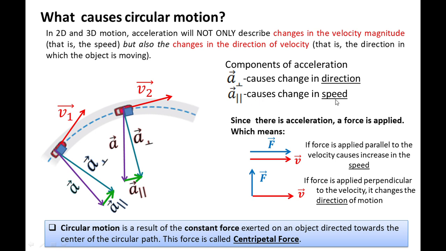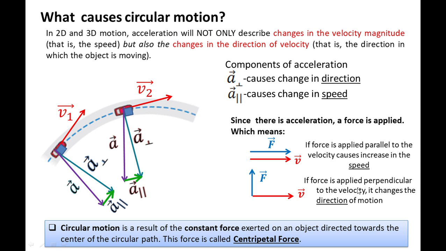Whenever we have acceleration, there must be a force applied. This is according to the law of Newton, if you can still remember, F equals ma, which means that whenever you apply force to an object, there will be an acceleration. So this means that if the force is applied parallel to the velocity, it causes the increase in the speed. So if this type of force is applied to the object, then this causes this acceleration. This acceleration is the parallel acceleration that causes the change in speed.